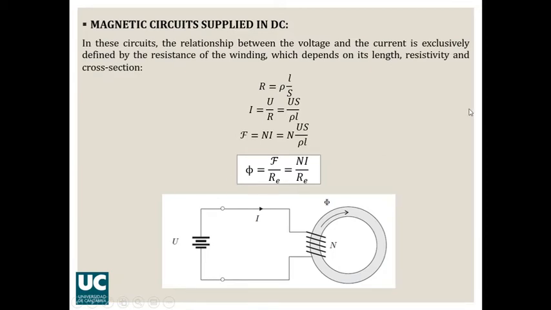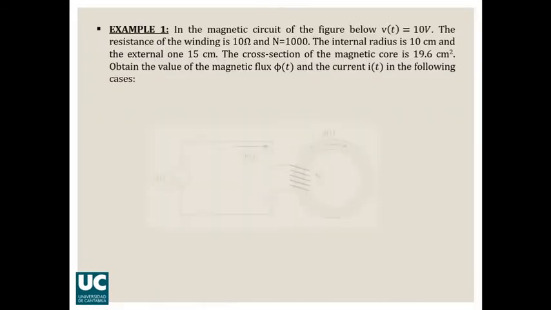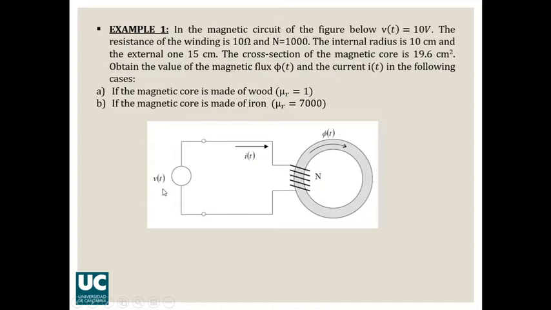Now that we have seen this, we can solve examples 1 and 2. In example 1, you have to solve a magnetic circuit which is supplied in DC because the voltage does not depend on time. And you have to consider two different materials of which the magnetic core is made, so wood and iron. In example 2, you have to repeat the same exercise, but now the voltage is a sinusoidal wave that depends on time.